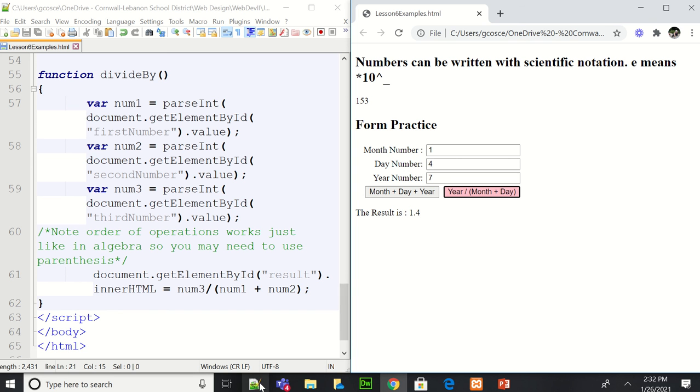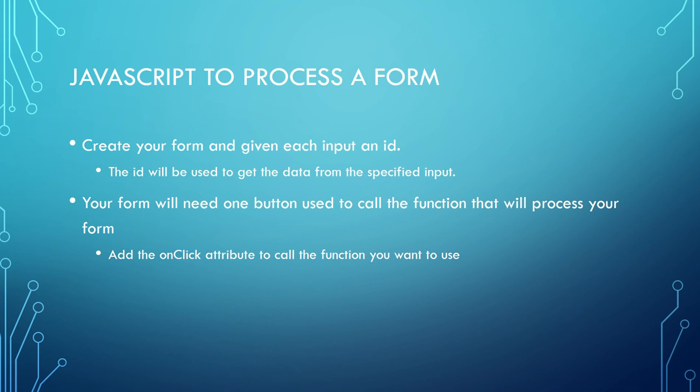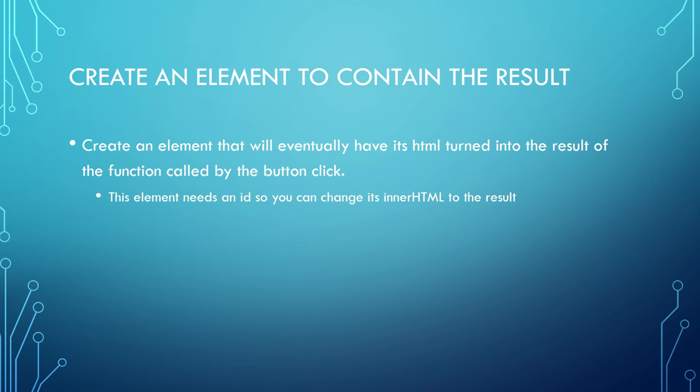All right, so let's go back and see what our notes say next. So, JavaScript to process the form. You create your form, give each input an ID. So we had first number, second number, third number. The ID is used to get the data from the specified input. Your form will need at least one button used to call a function that will process your form. Add the on-click attribute to call the function when you want to use it. Most people think that when you click the button it's going to do something, so probably using on-click for this.